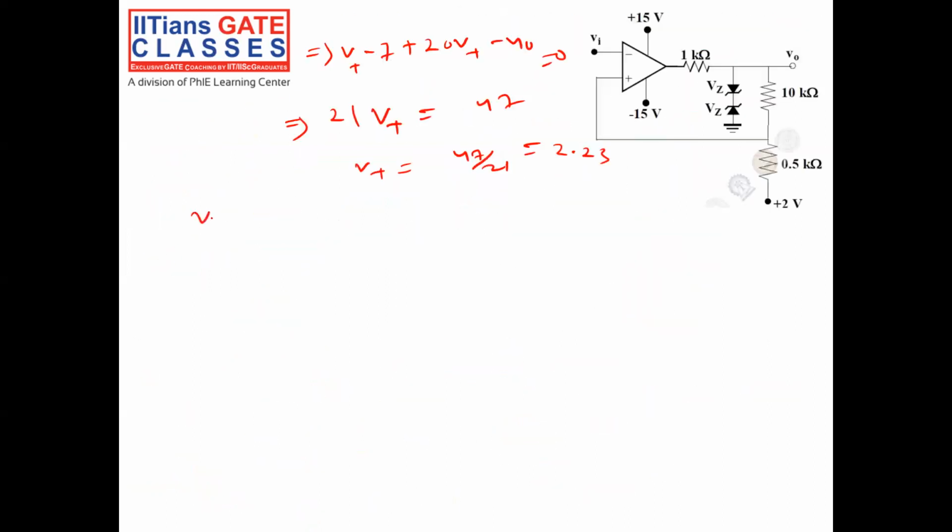So according to the condition, V negative, which is V in here, should be greater than V positive to switch my output from plus 7 to minus 7. So V input should be greater than or equal to V positive, which is 2.23, to switch my output from plus 7 to minus 7. So this is the VUTP, the upper threshold point. Now, let me draw a diagram.